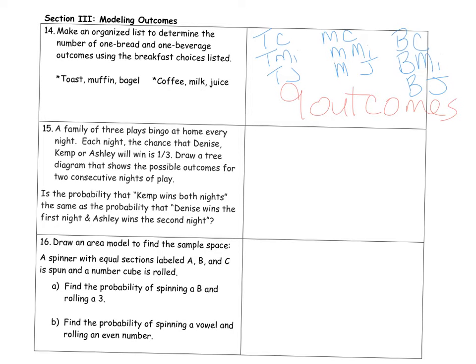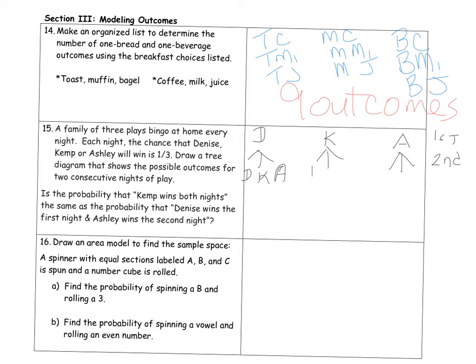So let's go through and do our tree diagram. So the first night, Denise could win, or Kemp could win, or Ashley could win. So that's for the first night. Now, when you go to do the second night, if Denise wins the first night, Denise can win the second night, Kemp could win the second night, or Ashley could win the second night. So we could have Denise, Denise, Denise, Kemp, or Denise, Ashley.